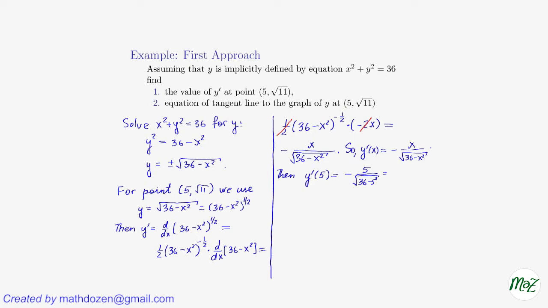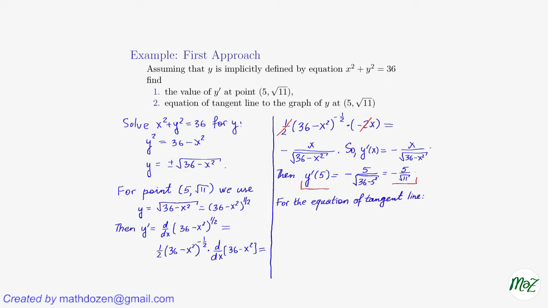And then after that we get that y prime, when x is 5, is equal to negative 5 divided by square root of 36 minus 5 squared, which works out to be negative 5 over square root of 11. That's our answer to the first question.